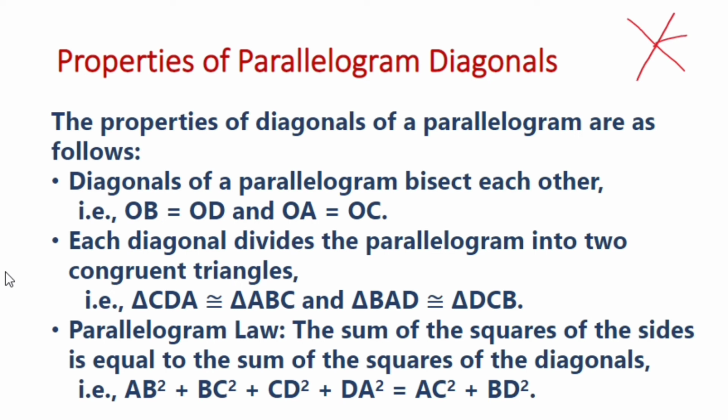And you know in class 7, triangle CDA is congruent to triangle ABC, and triangle BAD is congruent to triangle DCB. Why? Because when you go through the diagonal AC, you get this situation: triangle CDA congruent to triangle ABC. When you go through the diagonal BD, BD also divides the parallelogram into equal parts. That is congruent. So how can we write triangle BAD congruent to triangle DCB?